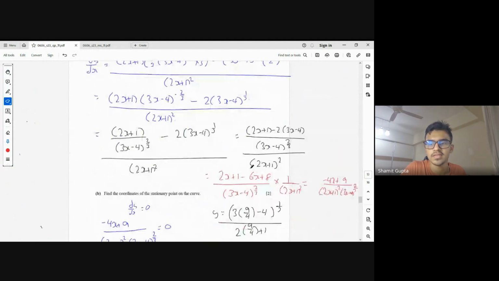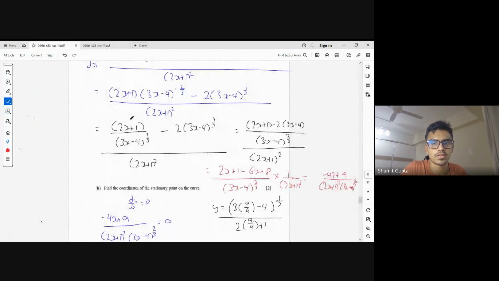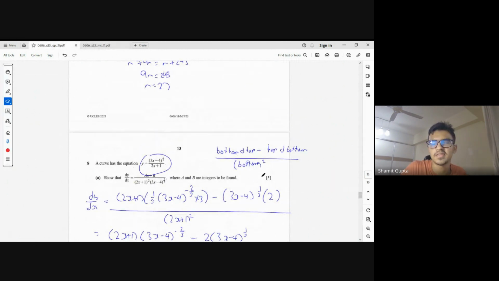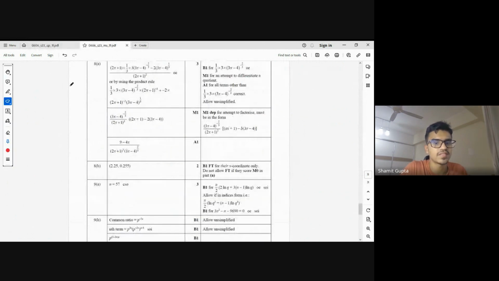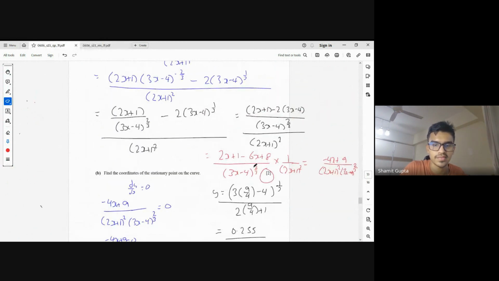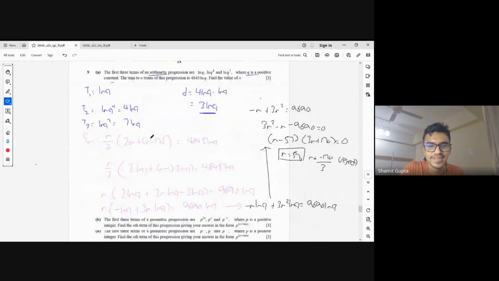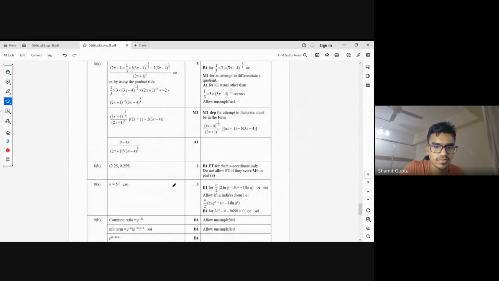This one was minus 4x plus 9. They have 9 minus 4x. They asked ax plus b first, so they put it like that in the marking. Sure. 2.25, 0.255. See, I told you it's best if you put it in decimal value. N is equal to 57.